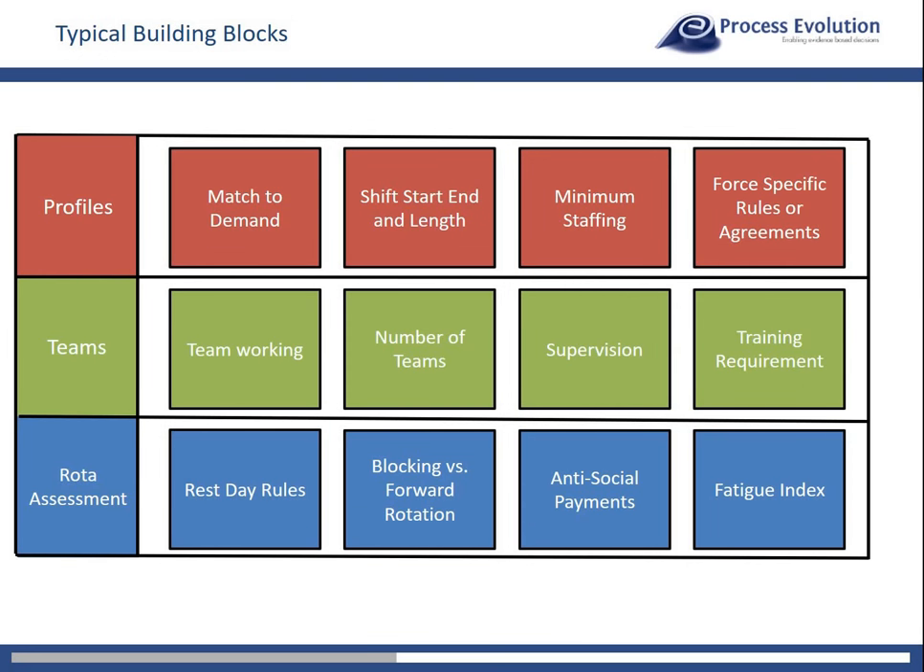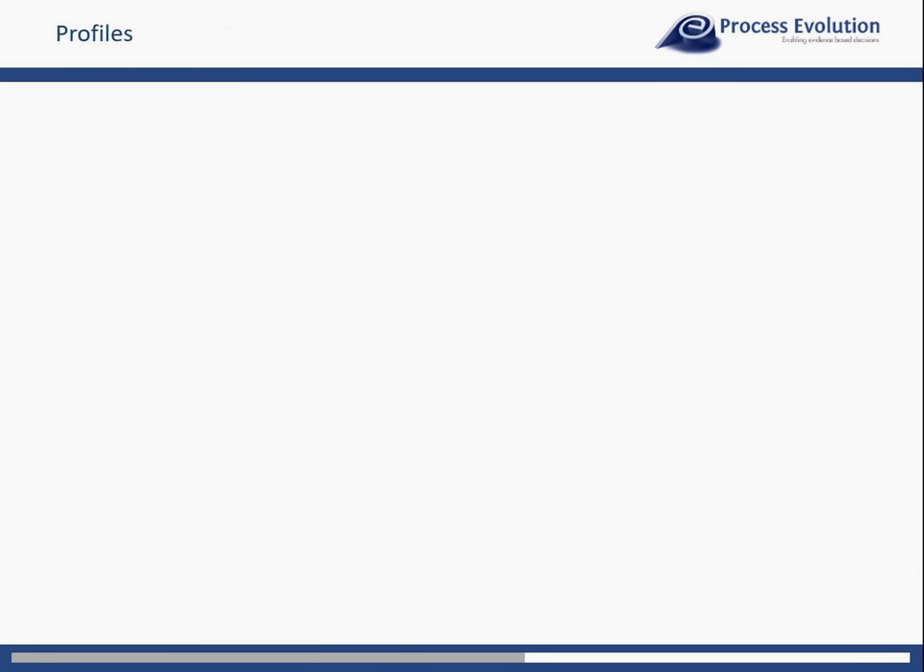So here we've got the typical building blocks. We talk about profiles, teams, and rota assessments. These are the typical building blocks that we would look at when assessing a rota and putting together a set of shifts for an organisation. I'm going to take each of these in turn and start to discuss why they are important and what impact they will have on the ability to create the optimal rota.